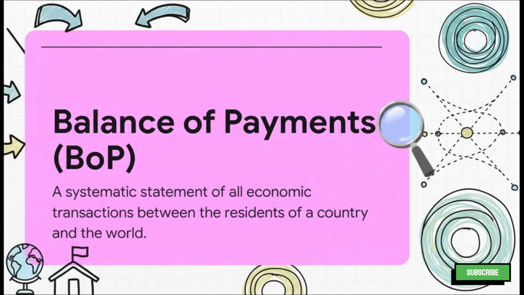Now for your exam prep, the formal definition is really important. The balance of payments is a systematic statement of all economic transactions between the residents of a country and the rest of the world. The two words you've got to remember here are systematic, meaning it follows a very specific accounting method, and all transactions, meaning absolutely nothing gets left out.